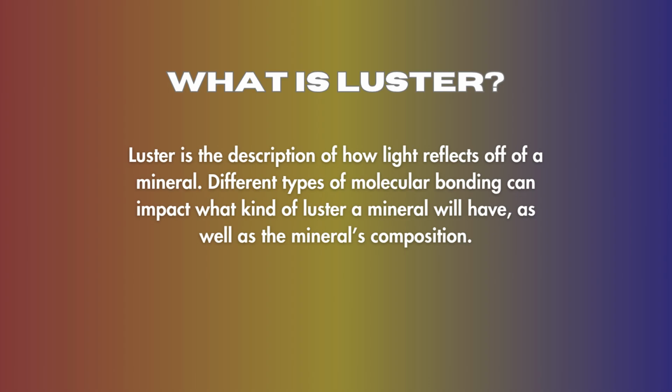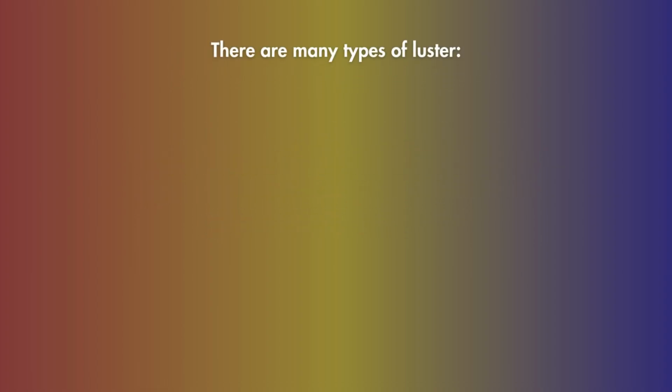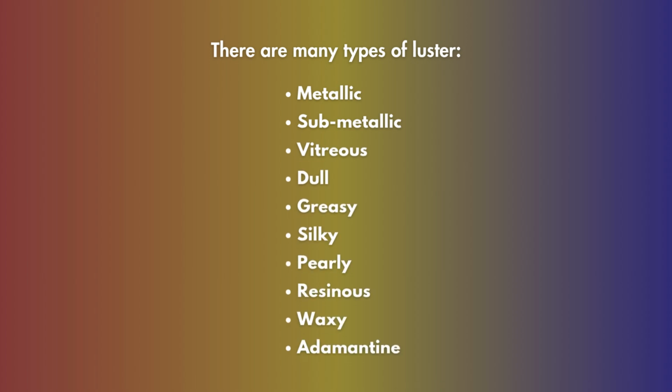Different types of molecular bonding can impact what kind of luster a mineral will have, as well as the mineral's composition. There are many types of luster: metallic, submetallic, vitreous, dull, greasy, silky, pearly, resinous, waxy, and adamantine.